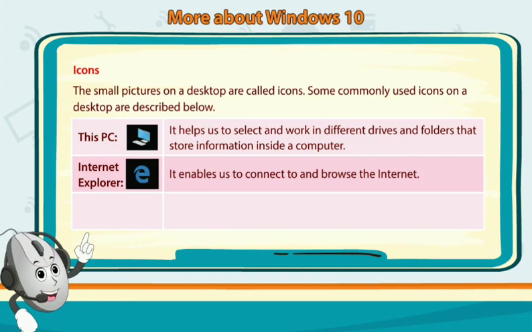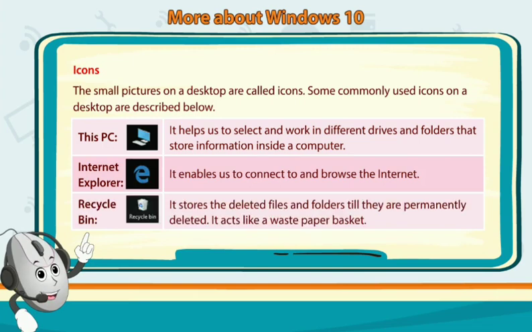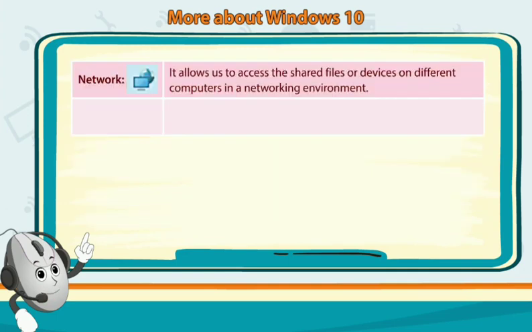Internet Explorer, it enables us to connect and browse the internet. Using the Internet Explorer, we can use the internet. Recycle bin, it is like a dustbin. It stores the deleted files and folders till they are permanently deleted. It acts like a waste paper bin, a dustbin.